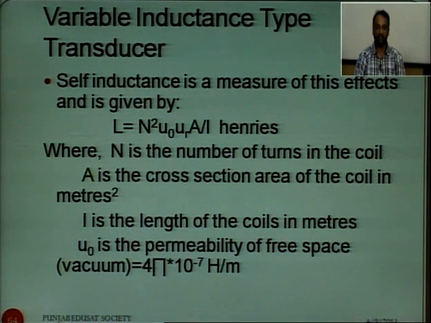L is equal to N square mu 0 mu r into A divided by l henries, where N is the number of turns of the coil, A is the cross sectional area of the coil in meter square, l is the length of the coil in meters, mu 0 is the permeability of free space, that is 4 pi into 10 to the power minus 7 Henry per meter, and mu r is the relative permeability of the magnetic material used. So, with all these parameters, there is change in the inductance of the coil, whereas inductance is a property due to which it opposes any change in the current of the coil.